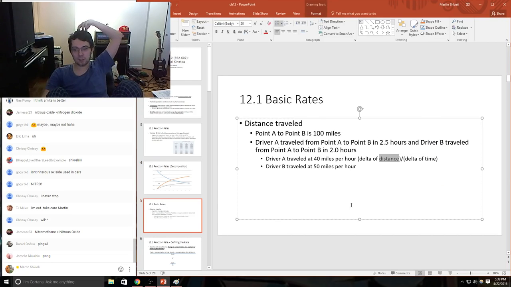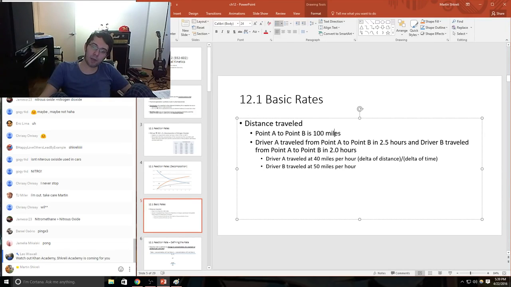or it could be the delta of something like distance. So if we have point A and point B is 100 miles, I don't know if that's, let's see, maybe the Brooklyn to the Bronx is 100 miles, something like that. Maybe the tip of Manhattan to the bottom of Manhattan. Is that 100 miles? I don't know. Probably more than that. Maybe Westchester to Brooklyn, or Stamford, Connecticut to Brooklyn is about 100 miles.